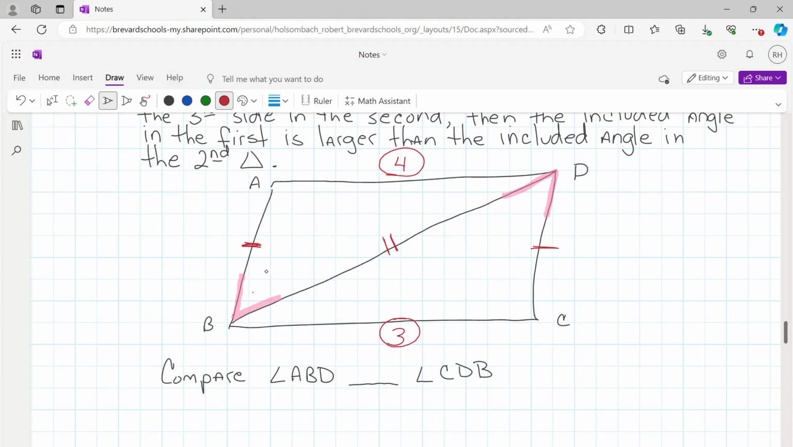What's the comparison going to be? Let's just call this angle B right here, compared to angle D. Greater than, less than, or equal to? Let's look at the third side. This third side is 4. This third side is 3. Which angle is going to be bigger? ABD, right? The angle opposite the longer side is going to be bigger. So angle ABD is greater than angle CDB.